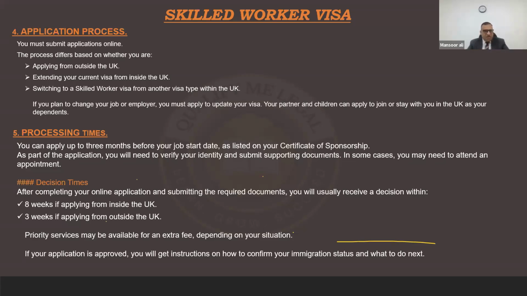So decision time is 8 weeks from inside the UK and 3 weeks from outside the UK. But nowadays they are taking a long time because the caseload is quite a lot on the Home Office. Therefore, they are taking a bit longer on these visa categories.